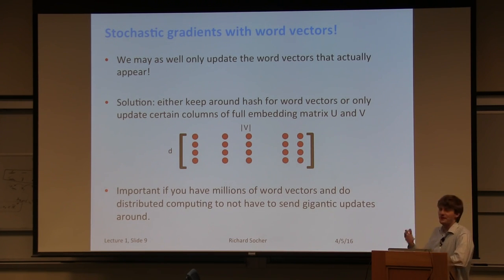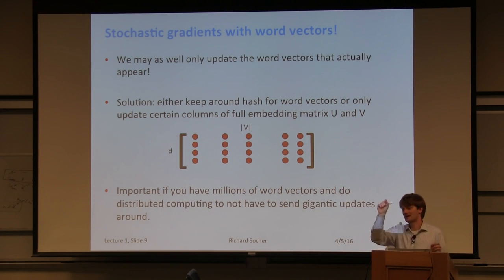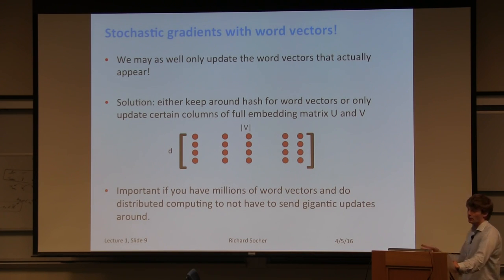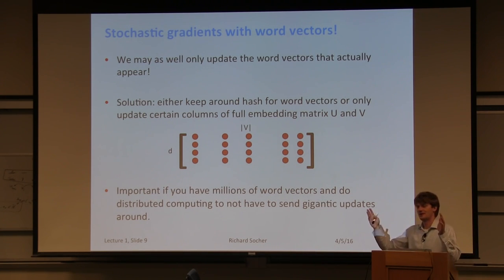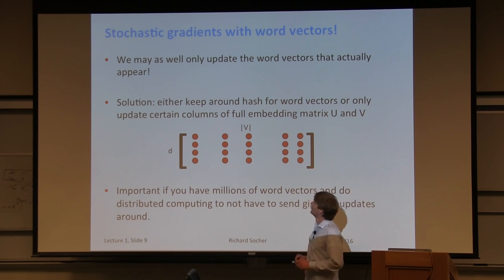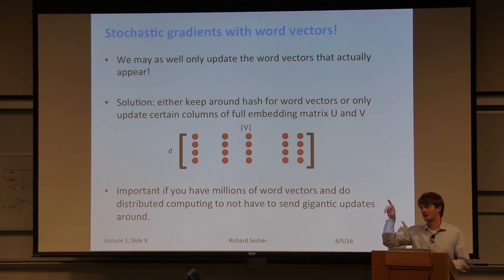Essentially, we're going to want to only update the word vectors that we actually see at each window and not keep around all the zeros for all the word vectors. And so we can keep around basically a hash, a mapping for all the word vectors, and only update certain columns of this full embedding. So one is either you have a large hash that has, for each ID, the word vector, and then you look at the ID of that word vector and you get the word vector. Or you have one very large matrix that you can efficiently index, and then you just basically take out specific columns of that matrix, and you update only those columns.